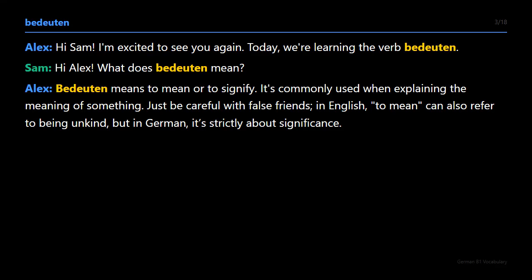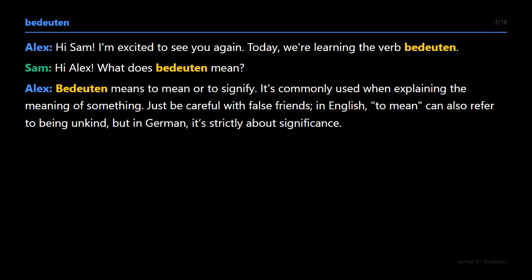Today, we're learning the verb bedeuten. Hi Alex. What does bedeuten mean? Bedeuten means to mean or to signify. It's commonly used when explaining the meaning of something. Just be careful with false friends. In English, to mean can also refer to being unkind, but in German, it's strictly about significance.